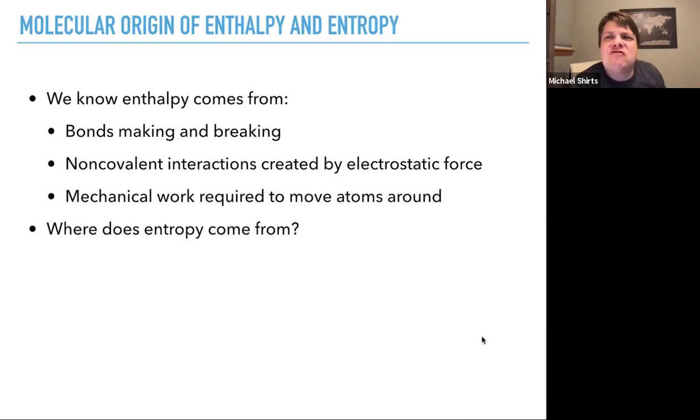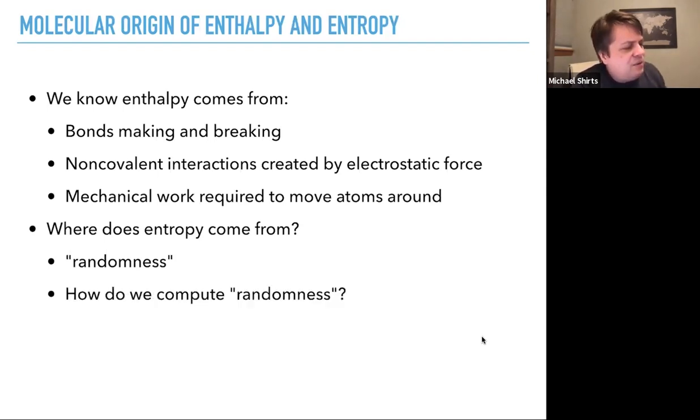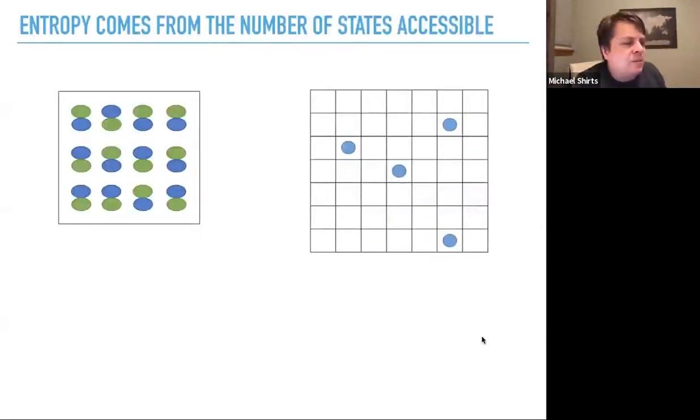But where does entropy come from? What are the molecular details of entropy that allow us to make calculations with those? So it's randomness. Great. Okay, fine. More randomness is more entropy, but we want to measure randomness. How do we do that? How do we compute the degree of randomness there is? So the entropy comes from the number of states accessible for the molecules to move around in.